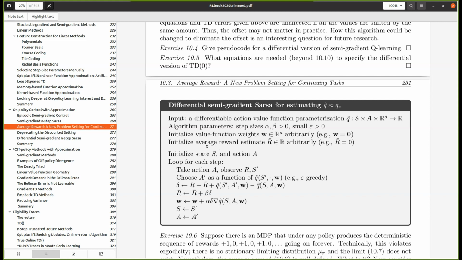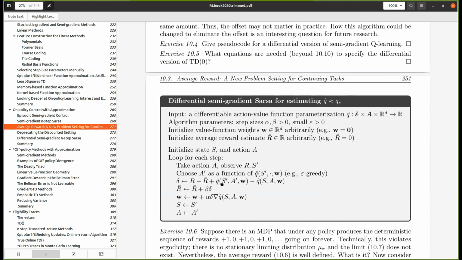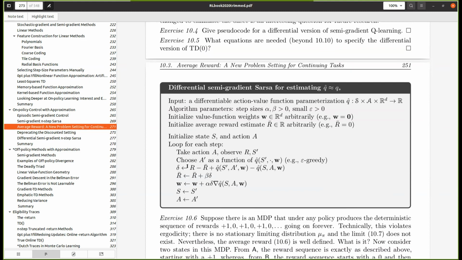Again, we start at some state and do some action, and then we loop through the time steps. We take in the action, observe the results of that action. Then we select the next action, which is necessary for the SARSA algorithm. And then we compute our TD error associated with this time step.